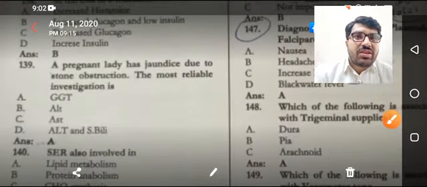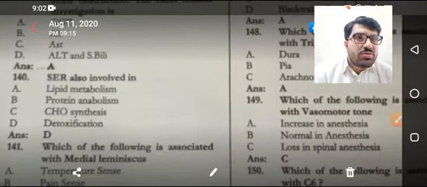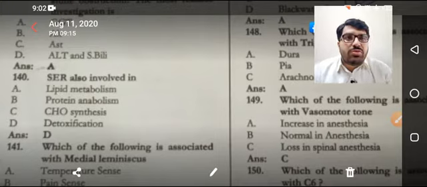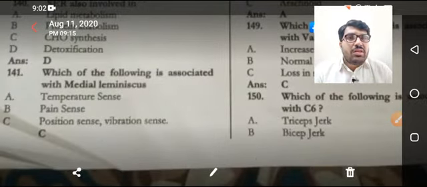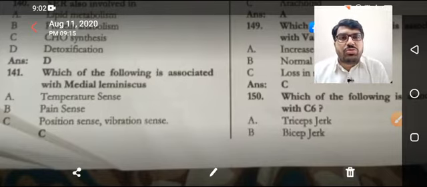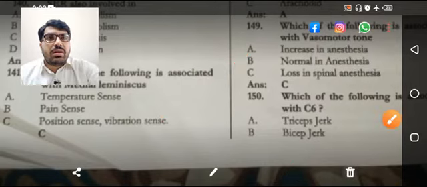Coming next, a pregnant lady has jaundice. The answer is DGT, already discussed. Smooth endoplasmic reticulum is involved in detoxification, because there is the rough endoplasmic reticulum in which there are ribosomes attached and they produce protein. Which of the following is associated with medial lemniscus? Now we are having medial lemniscus dorsal column system. So remember this, medial lemniscus dorsal column. By the name it is shown, position, sense and vibration. Option C is the right answer.